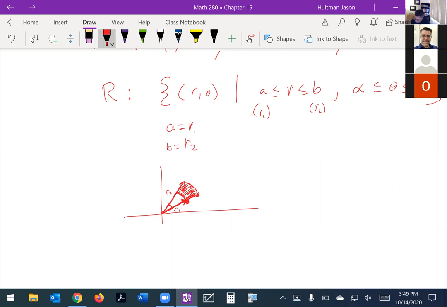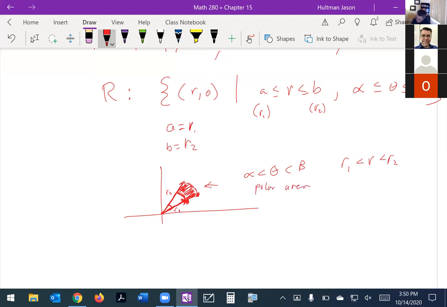So theta, we're going to sweep out an angle theta here, and theta goes from alpha to beta. But R1 is less than or equal to R, which is less than or equal to R2. I could call these A's and B's, but I'm setting it up to do something in a second, and I just want R's to relate the R's. The main idea is that that's this area here, this polar area.